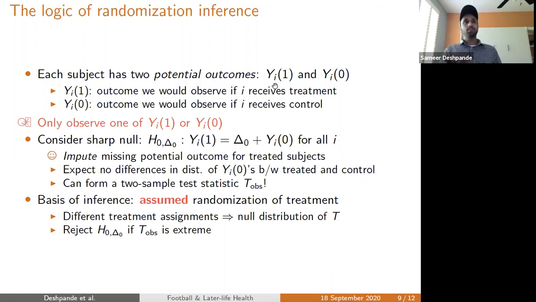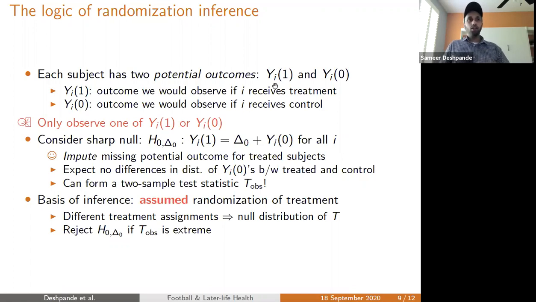So we can take this testing procedure and do it for a whole bunch of different delta nuts. For each delta nut, again, we're going to re-impute the missing potential outcome, recompute a permutational test statistic, and make a decision whether to reject or not. If we do this, we can form a Hodges-Lehmann point estimate, and we can form a confidence interval by inverting the test statistic, and so things look pretty rosy.